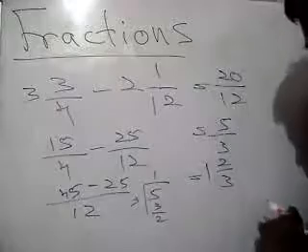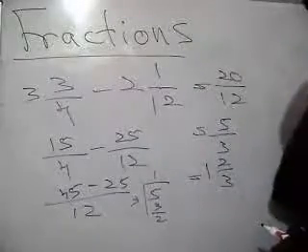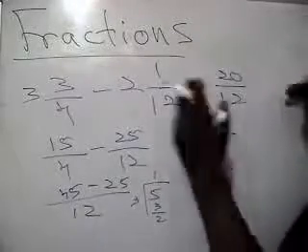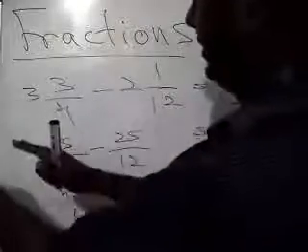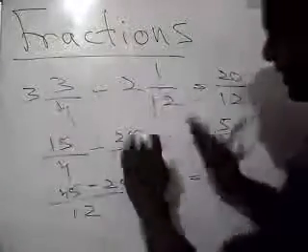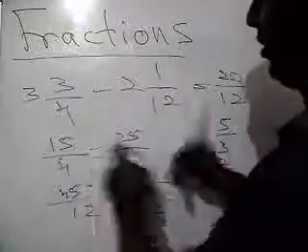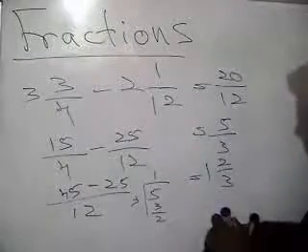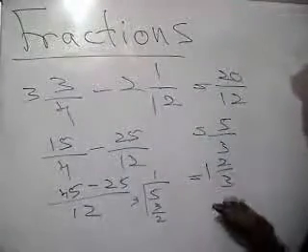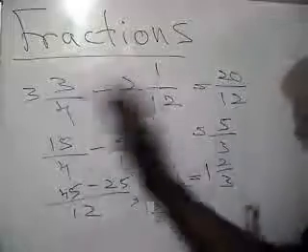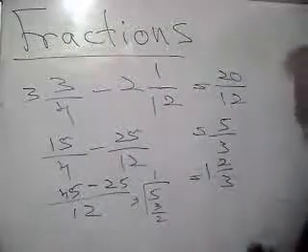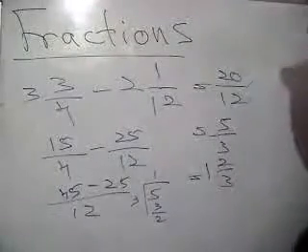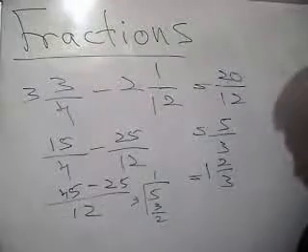So two methods, but we got the same answer. One is to take the whole numbers separately. The other method is to make these mixed fractions and then do the mathematical operation and get the answer. Both methods result in the same answer, so it's your preference which method you want to take.